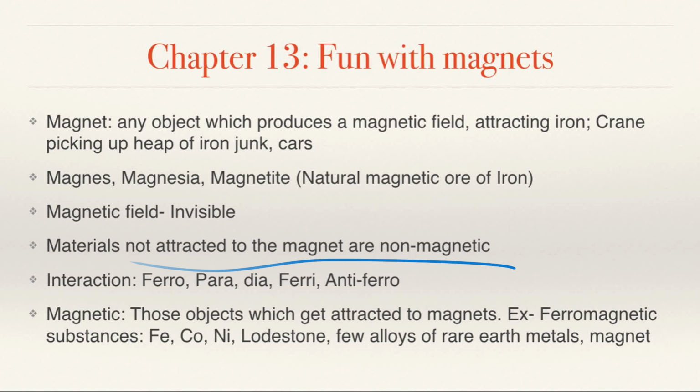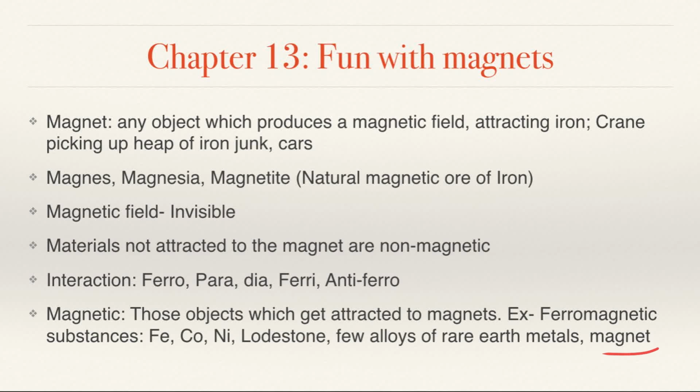So when we talk about interaction, they can be ferromagnetic, paramagnetic, diamagnetic, ferrimagnetic, antiferromagnetic. Obviously this is not required for UPSC purposes and specifically for 6th class NCERT, so we will not deal with it. Now those objects which get attracted to magnets are called magnetic substances. The most common example is ferromagnetic substances, for example Fe-Co-Ni, which is iron, cobalt and nickel. Lodestone is another example, and a few alloys of rare earth metals and magnets.